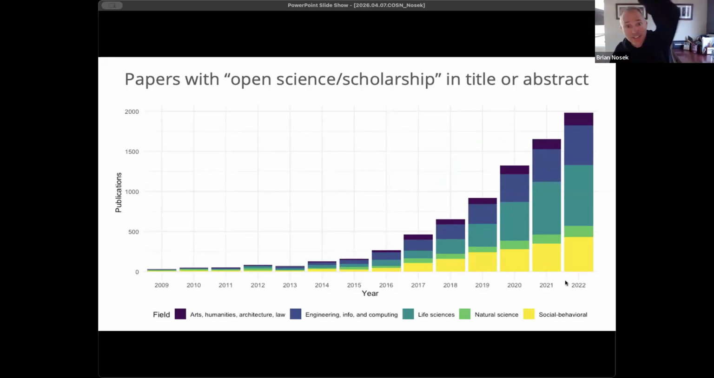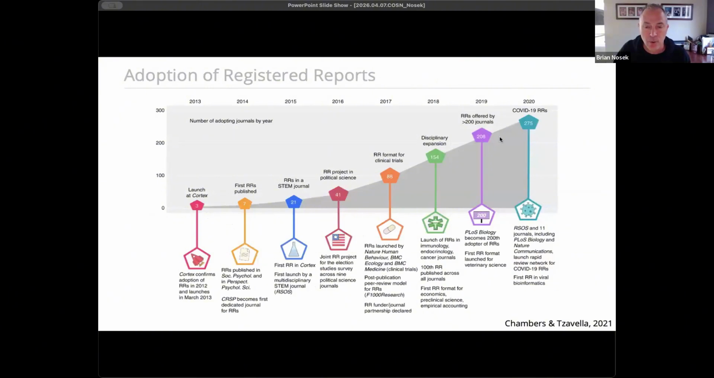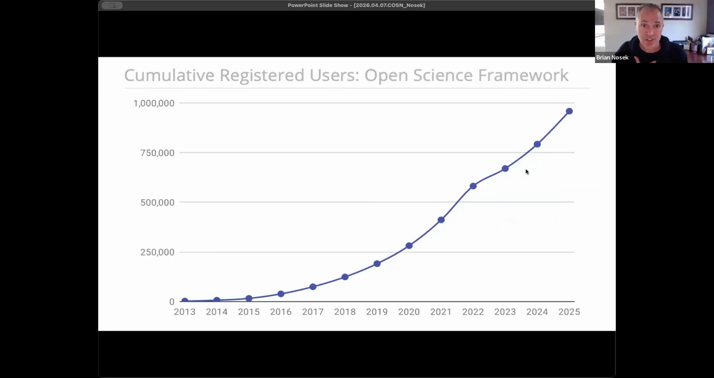It's just like it's going crazy how much engagement there is in these topics across different fields. This is showing adoption of registered reports by different journals. It even stopped at 2020, and it's now well over 300 journals that offer registered reports as a publishing model. We operate the Open Science Framework, or OSF, a free service for doing open science and achieving life cycle open science, with plans, outputs, and outcomes all being reported. You can see that as of late last year, we were just shy of 1 million registered users on OSF. It's now crossed 1 million.